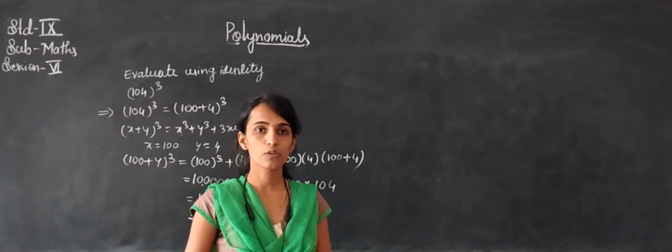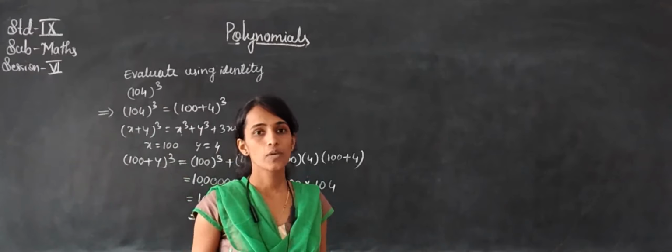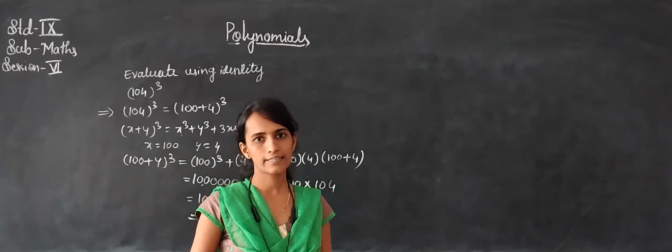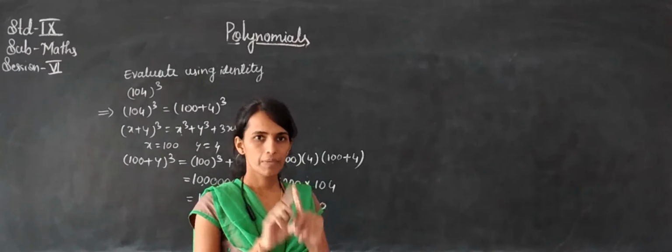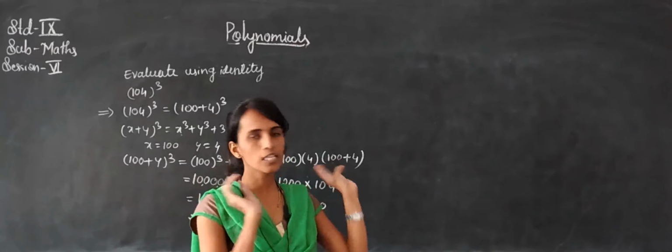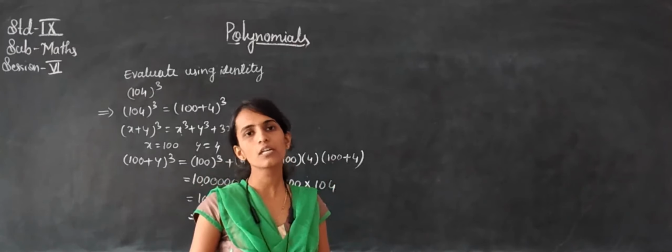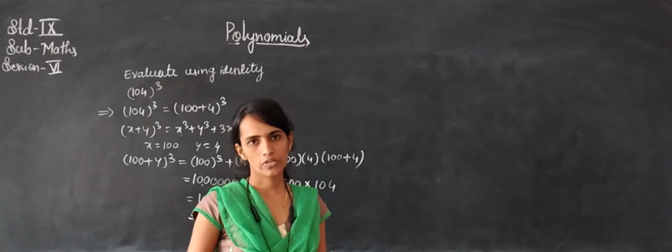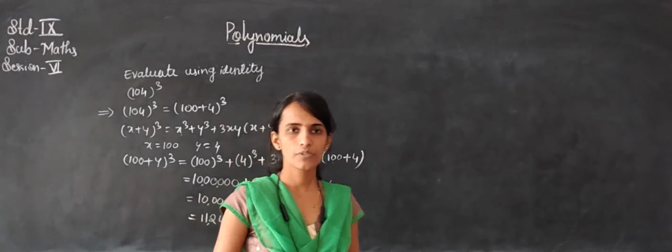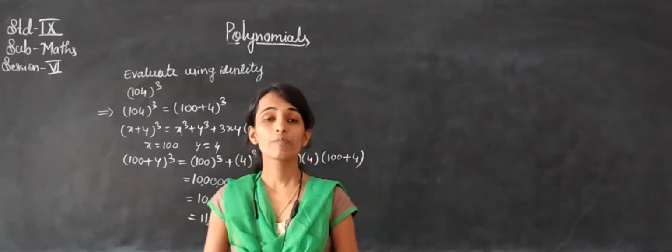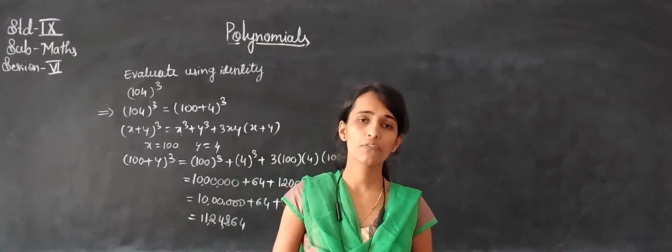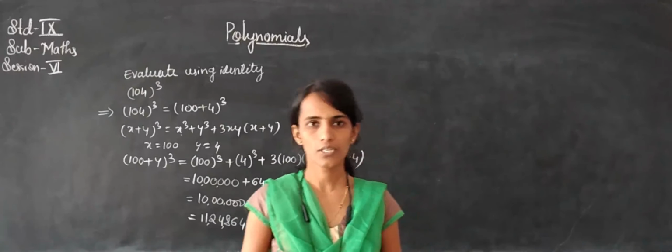I hope you all understood all the identities. It's very necessary to know all the 8 identities. So prepare a chart of the 8 identities and keep it with you, so that all the identities will be perfect for you. So without skipping, watch the video and solve exercise 4.5. If you are facing any difficulty, you can ask. Thank you, students.